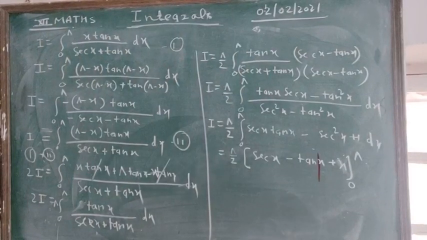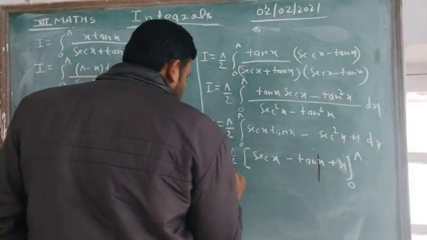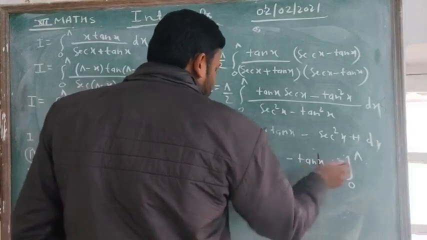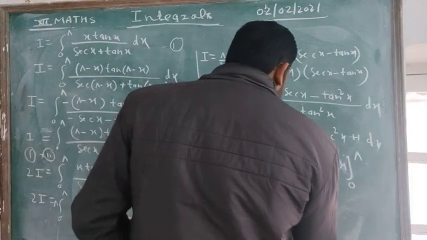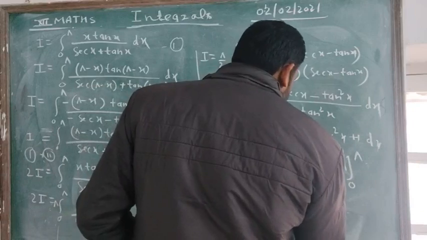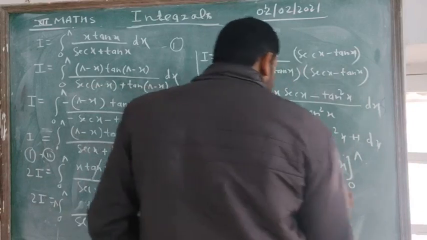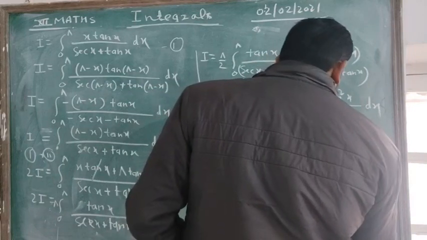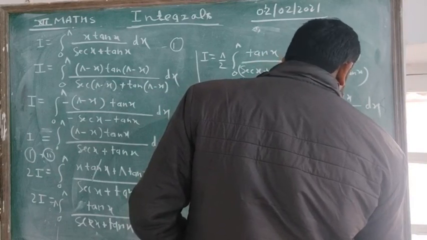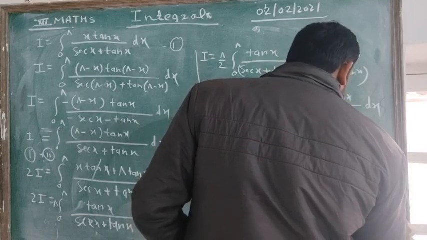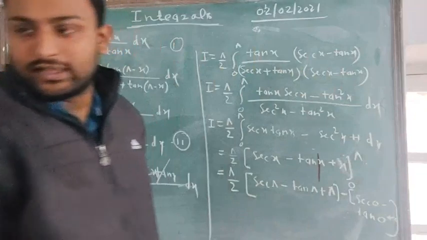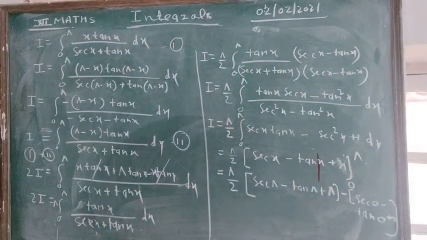Now students, we put the limit and get our result. So this is sec pi minus tan pi plus pi, minus sec 0 minus tan 0 plus 0. Okay students, so now we put the values here.